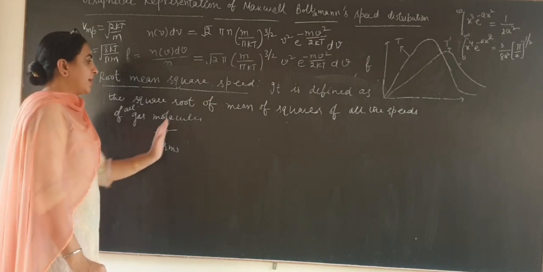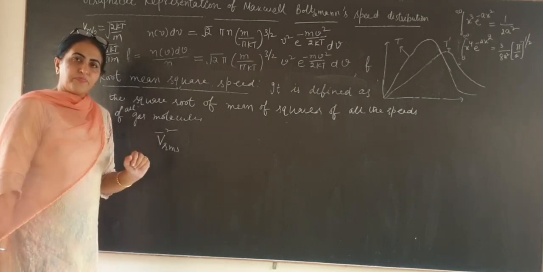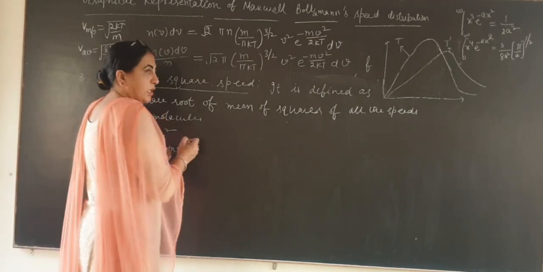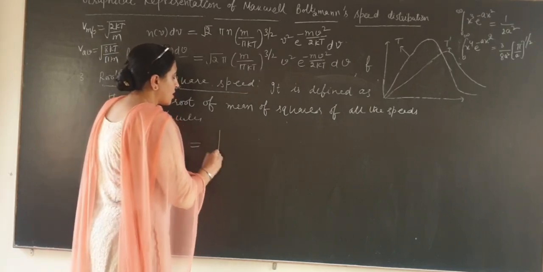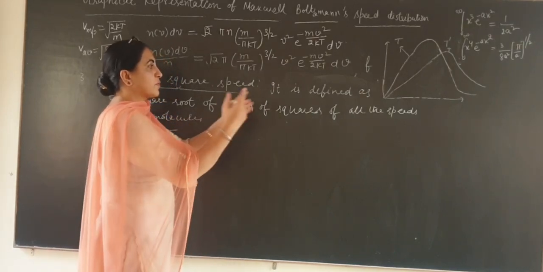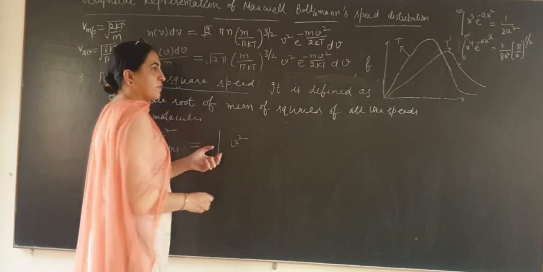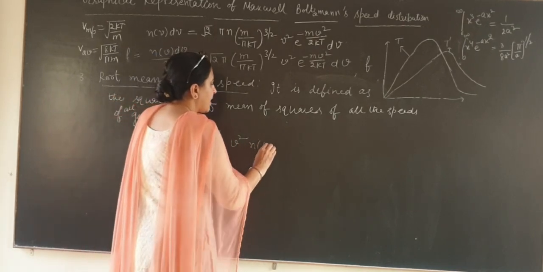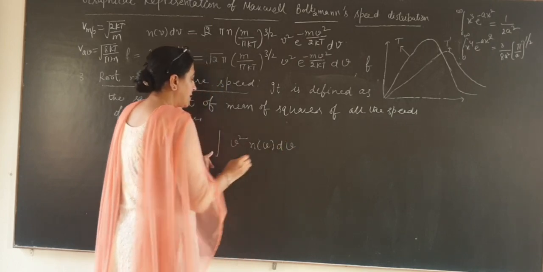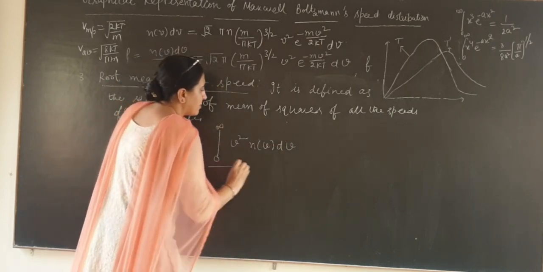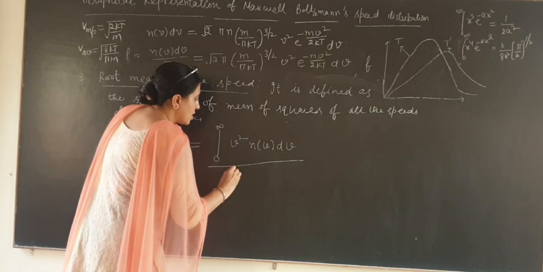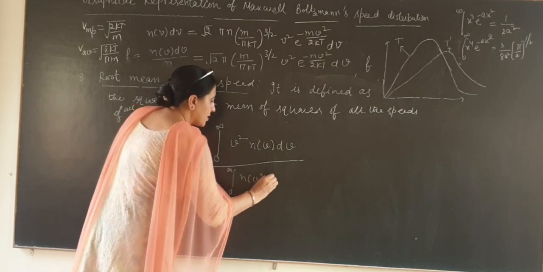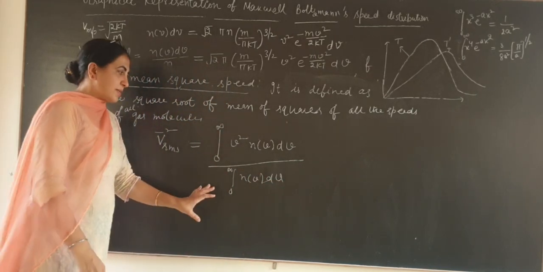Okay, when we take the square root, we take Vrms. So this is equal to the square root of the mean of the squares. We take the squares, then we have to take the mean. So ∫ v² n_v dv from 0 to infinity, and mean means divided by ∫ n_v dv also from 0 to infinity. Clear? So this is clear.